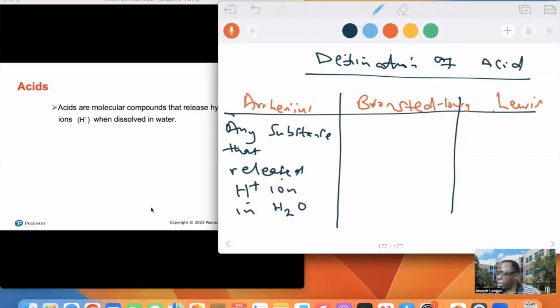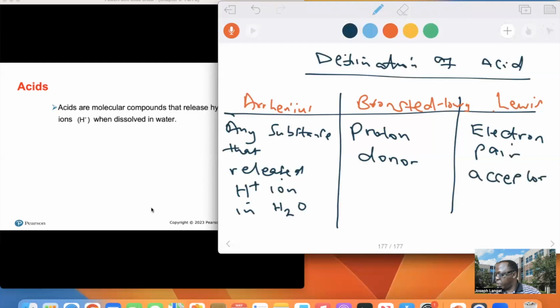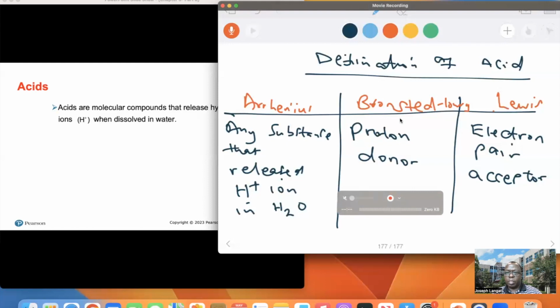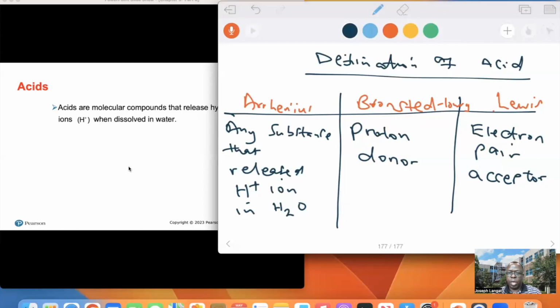But the Bronsted-Lowry definition is simply proton donor. It donates a proton. And here is electron pair acceptor, it accepts 2 electrons or even more than that. Sometimes you may be asked, what is the definition of a Bronsted acid? What's the definition of the Lewis acid? Electron pair acceptor. According to Lewis, according to Arrhenius, you need to know what they are.